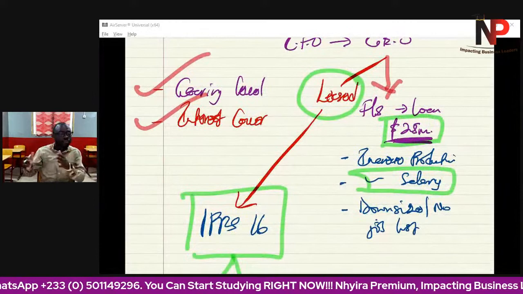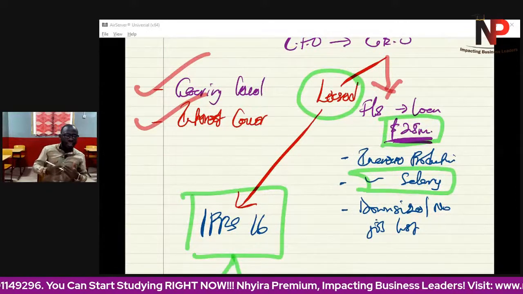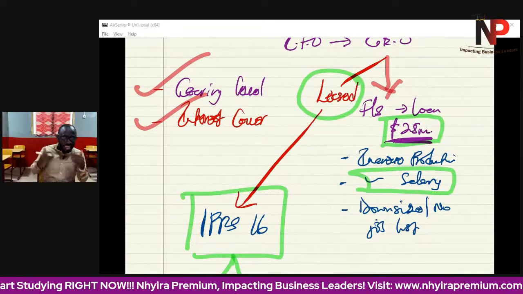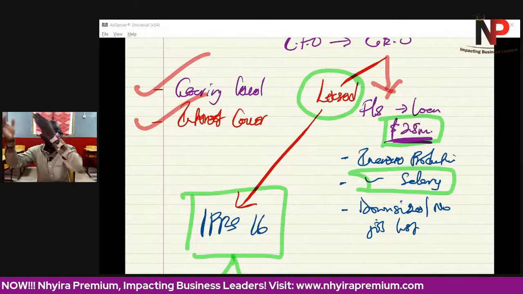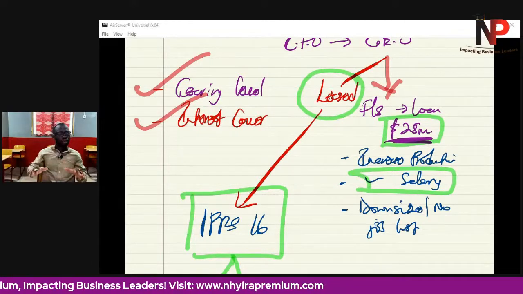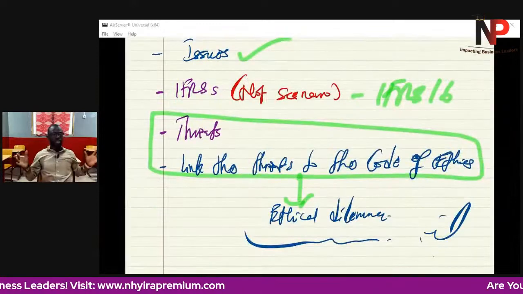But here you are, your salary is on the line. Here you are, your job is on the line. Here you are, people's jobs, your colleagues' jobs are on the line. So that is the thing that you must understand.